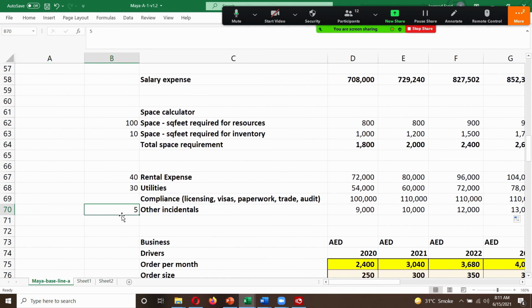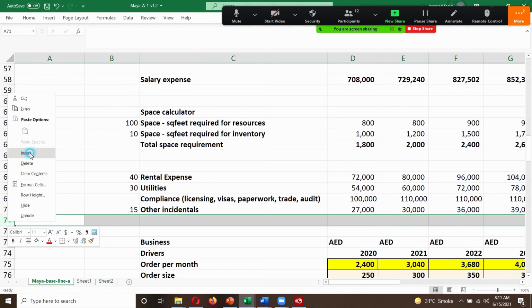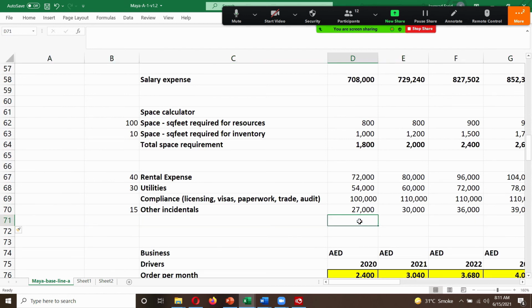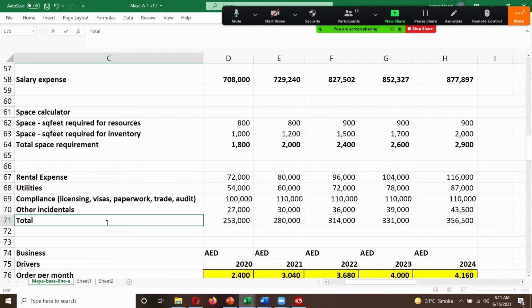Five is too low. Let's make that 15. Right. So this becomes my total other expenses, right? So now what I'm going to do is I'm going to break this down. I'll sum this up again. So if you remember, we had this thing called general and administrative expenses. This becomes my total G and A. This is total general and administrative expenses.